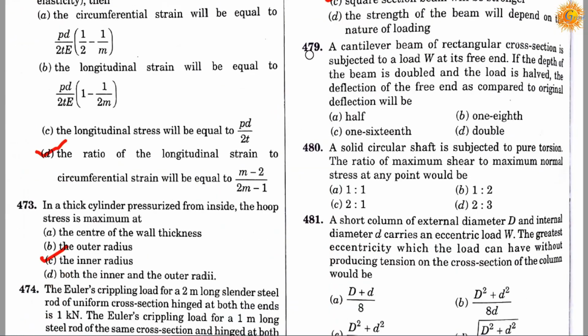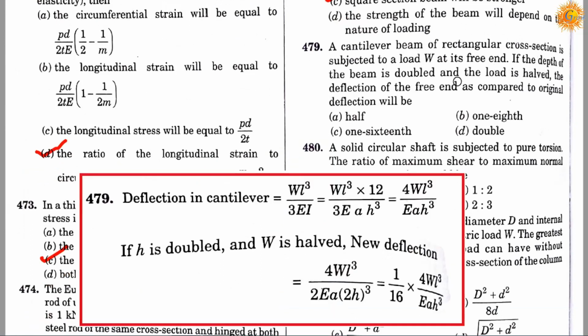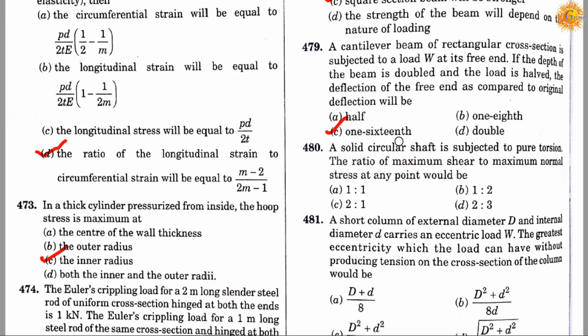Question number 479. A cantilever beam of rectangular cross section is subjected to load W at its free end. If the depth of the beam is double and the load is halved, the deflection of the free end as compared to the original deflection will be: option A is a half, option B is 1/8, option C is 1/16, and option D is double. Correct answer is C. It will be 1/16.